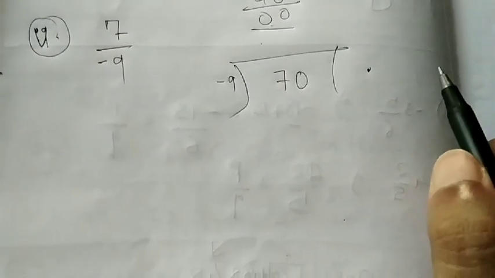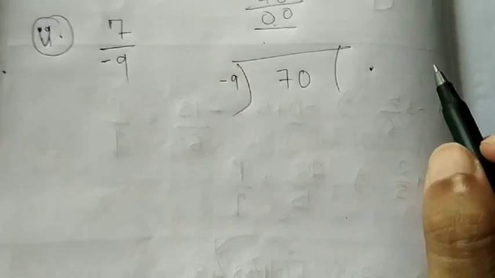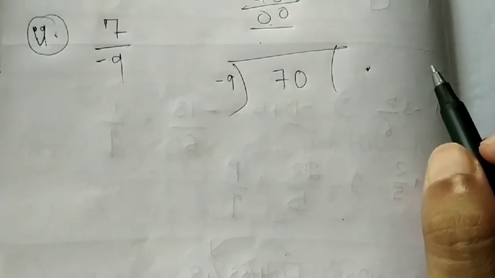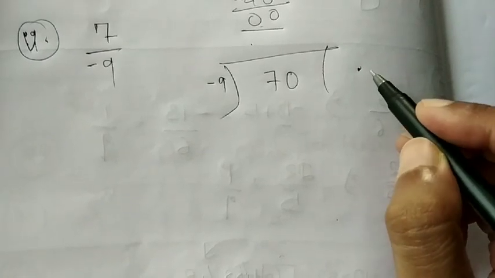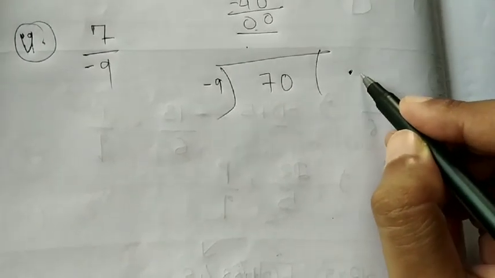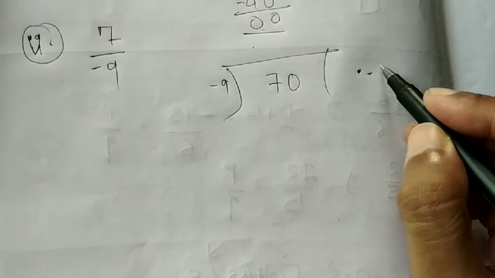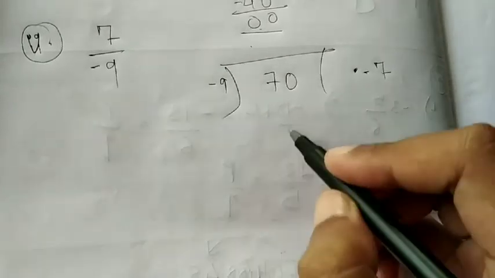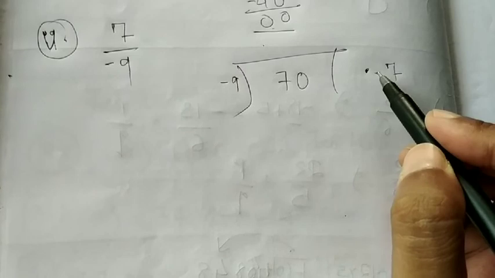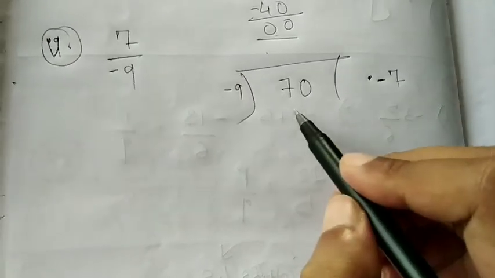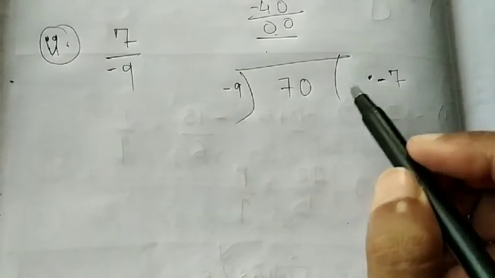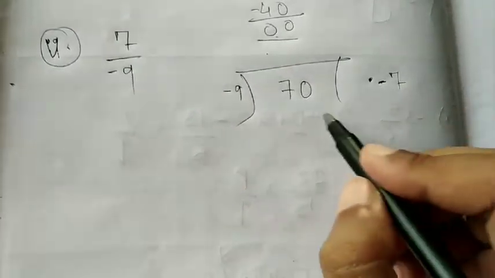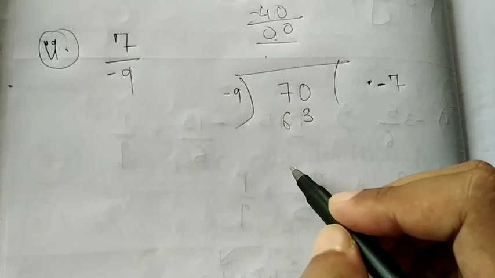9 5s are 45. 9 6s are 54. 9 7s are 63. So you have to multiply by how much? -7, right? That is how you will get a positive number here. Negative number into negative number, minus into minus is plus. So 9 7s are 63.